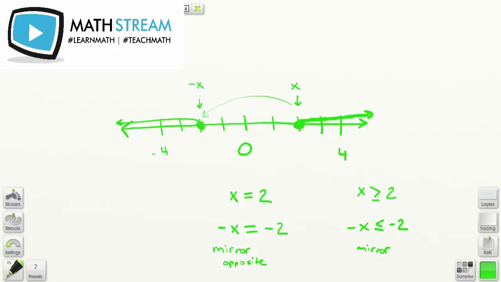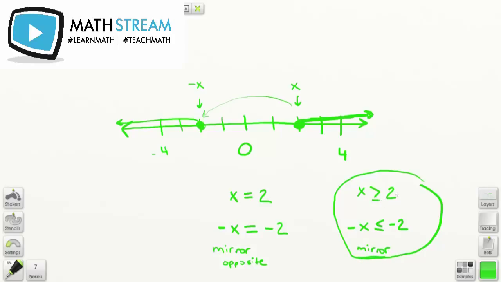In the first one, I was at a point and above, and now my mirror image is at a point and below. So quite simply, looking over here, the reason that we switch the signs whenever we multiply or divide by a negative is because we're finding the mirror image.